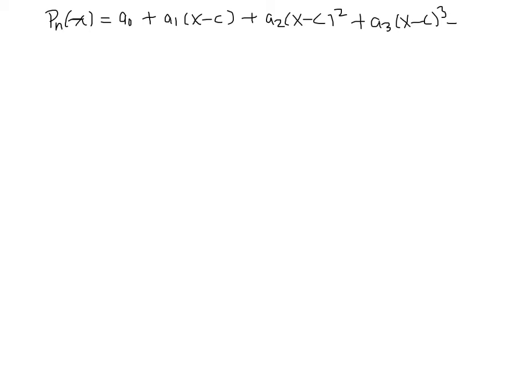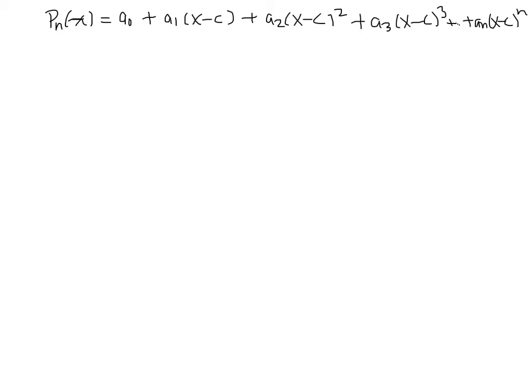So we'll start the same way. We have a polynomial function, so P sub n of x is equal to a0 plus a1 times x minus c plus a2 times x minus c squared plus a3 times x minus c cubed plus a sub n times x minus c to the power of n.